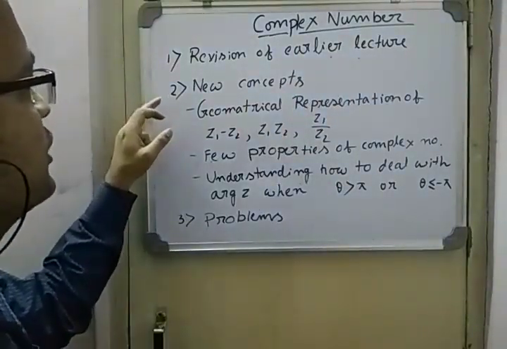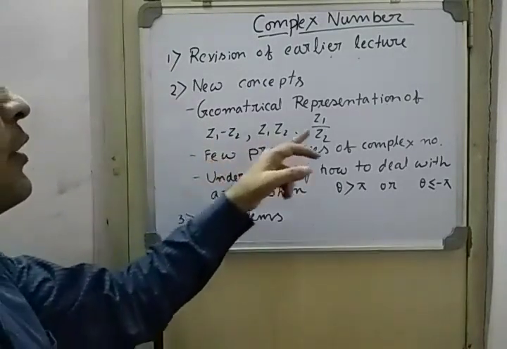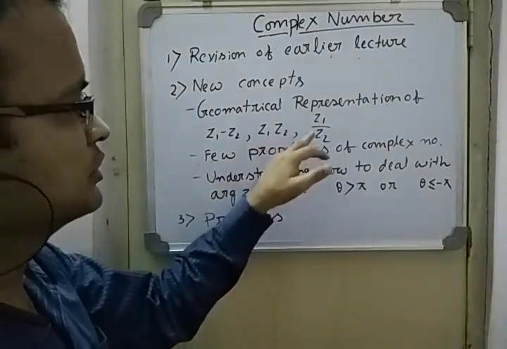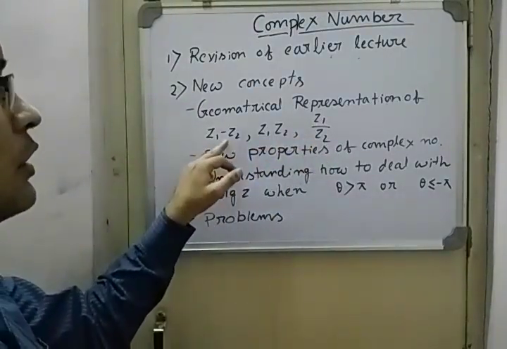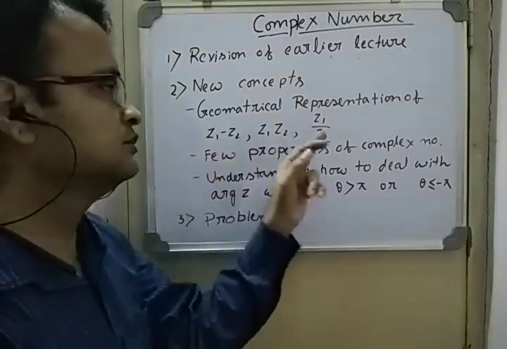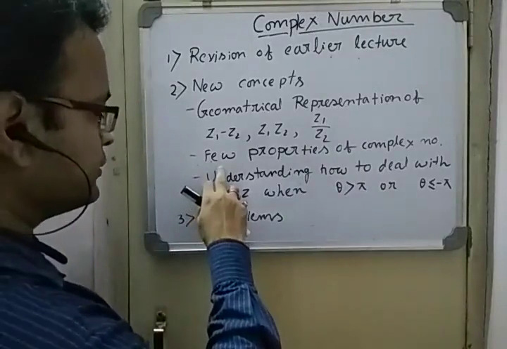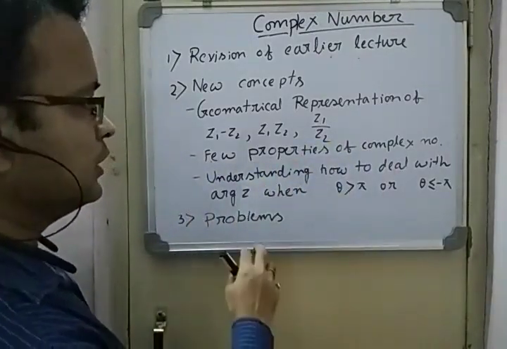Then we will include new concepts on complex numbers: geometrical representation of z1 minus z2, z1 z2 and z1 by z2. We already discussed z1 plus z2, how it can be represented geometrically in a complex plane, in the earlier class. Then we will discuss a few properties of complex numbers.